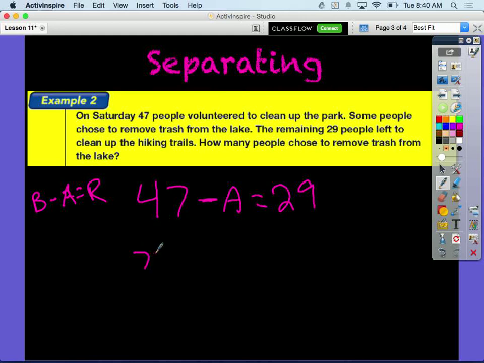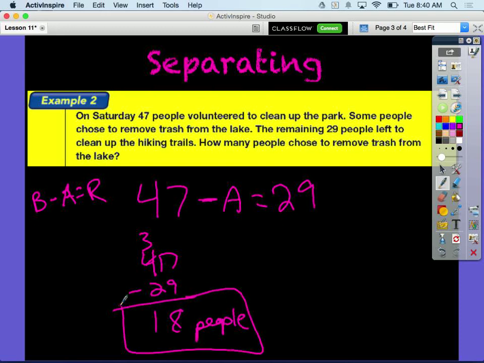So I have 47, subtract, whoa, that was backwards. Okay, I have 47 minus 29. I have 18 people. Okay, I need a label because it's a word problem. Okay, so there's 18 people remaining.